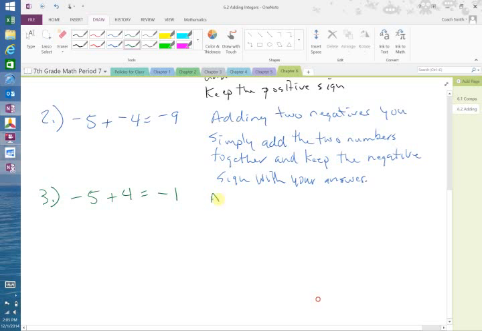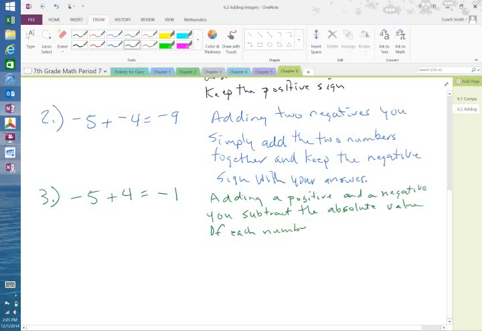The rule is this: when adding a positive and a negative, you subtract the absolute value of each number, then keep the sign of the larger absolute value.